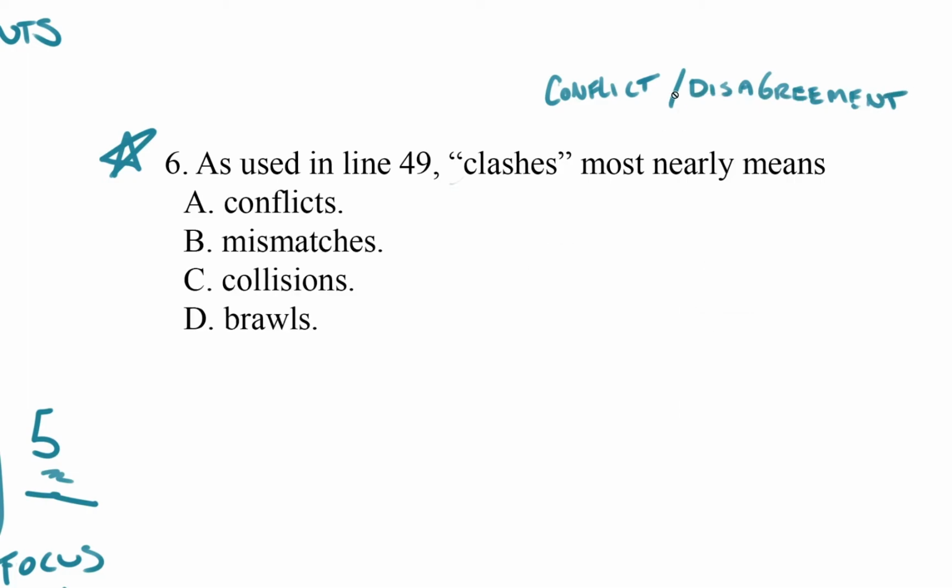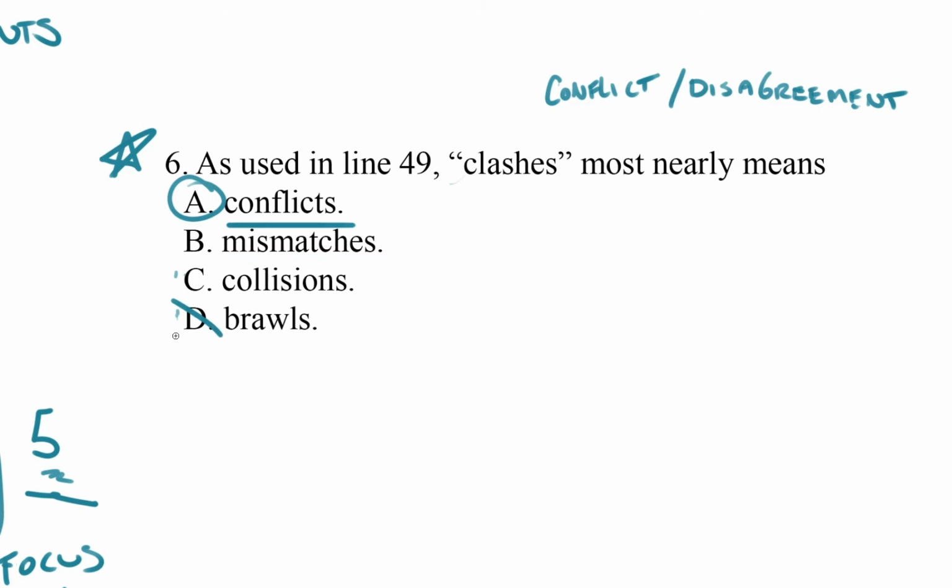So let's expose the answer choices. And hey, would you look at that? We got conflicts right there. But let's take another look at the other options, even though I think that A is our choice, because it agrees with the prediction that I made. Mismatches could work. Let's save it and see if we can knock out the other two. Collisions, C, and brawls, D.